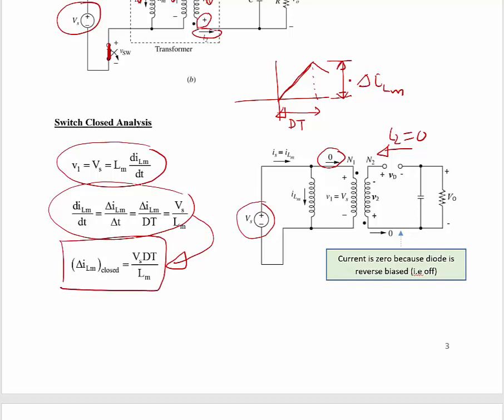So the change in the current which is flowing through our magnetizing inductance when the switch is closed is given by that expression. The input voltage multiplied by what? The duty ratio times the period, all divided by Lm.